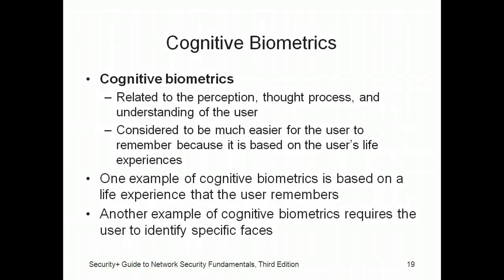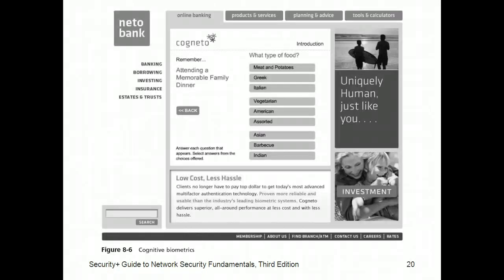Cognitive biometrics is perception, thought process, understanding of the user, who you are. It's considered to be much easier for the user to remember because it's based on your life experiences. Okay. One example of cognitive biometrics is based on life experience that the user remembers. Another example requires a user to identify special faces that you've selected that are in your life. Okay. It could be a baby picture, a picture of your mom, grandma, grandpa, dog, cat, whatever, a trophy you won, whatever it is you've selected when you set it up.